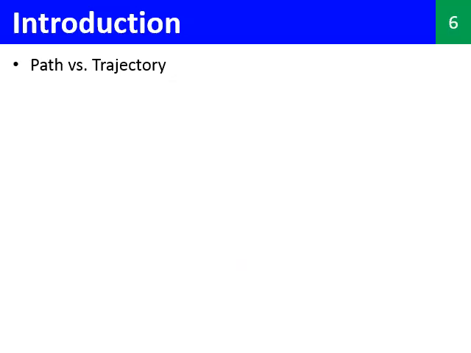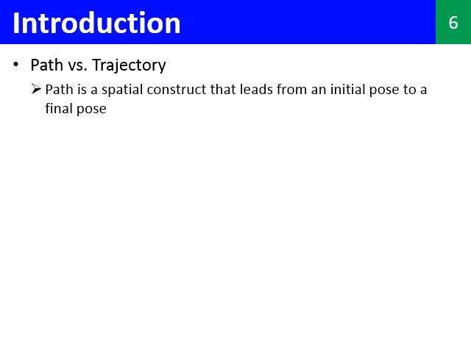First, we need to understand the difference between a path and a trajectory. A path is a spatial construct that connects two points or two poses A and B. So we will have, let's say, A here and B there, and we can connect these 2 points by something like this. Okay, so this is a path. Then what is a trajectory?